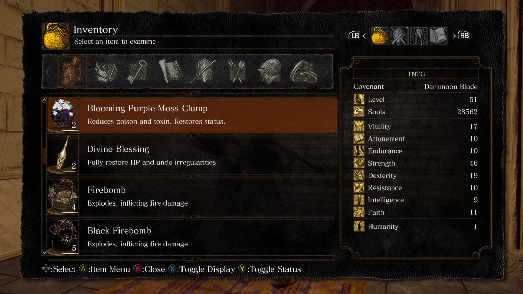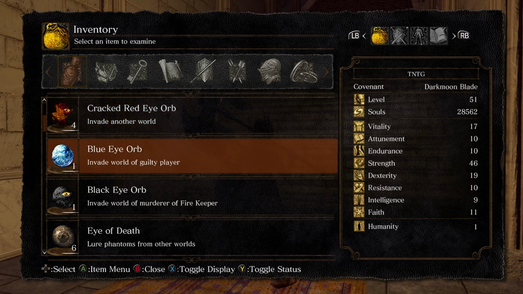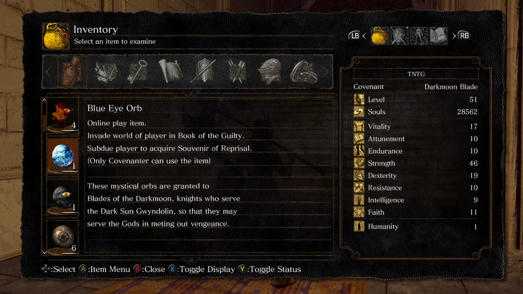And we just received the Blue Eye Orb. Invade world of player in Book of the Guilty. Subdue player to acquire Souvenir of Reprisal. These mystical orbs are granted to the Blades of the Dark Moon, knights who serve the Dark Sun Gwyndolin, so they may serve the gods in meting out vengeance.